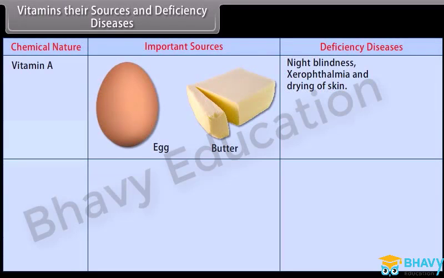Vitamins, their sources, and deficiency diseases. Vitamin A is soluble in oils and fats, but insoluble in water. It is essential for growth and vision.